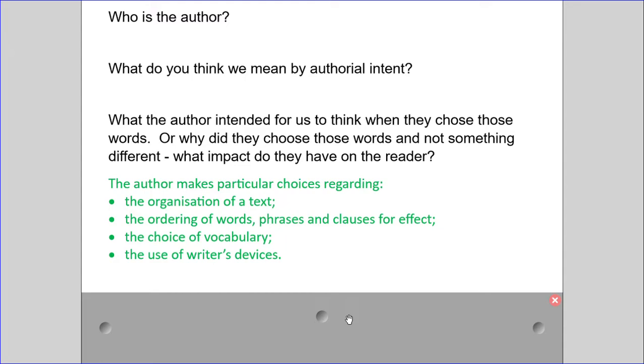So when authors are writing a text, they make lots of different choices, sometimes about the organisation of a text. Why did they choose those words for that subheading? Why did they put a caption next to that picture? Why did they present that information in a table instead of a paragraph? It could be about the ordering of words, phrases and clauses for effect. So perhaps they're using alliteration to bring attention to a particular thing. Maybe in a list, they've put the most important item first. The choice of vocabulary, which is what I think we're mostly going to be looking at today, and the use of other writers' devices, so punctuation, spacing, all those other things.